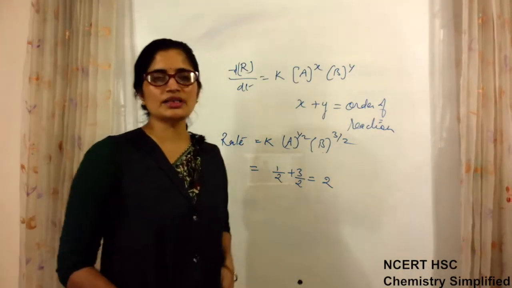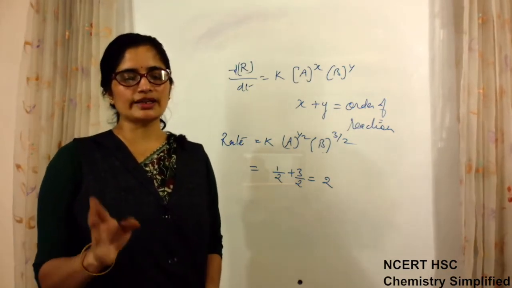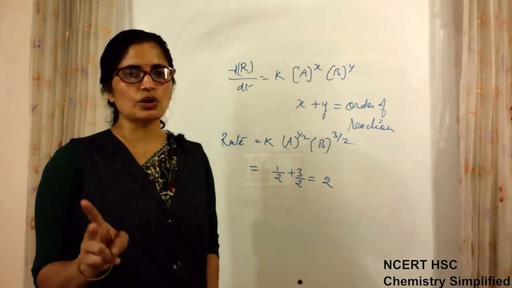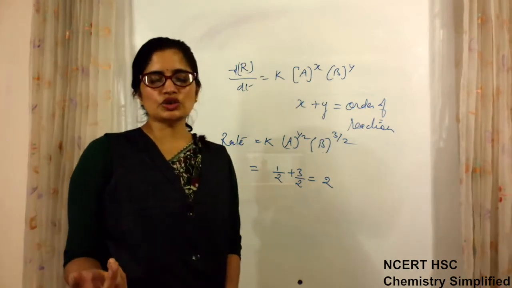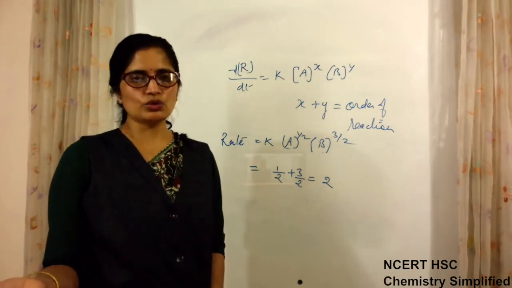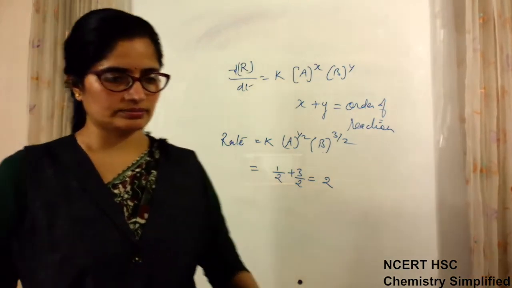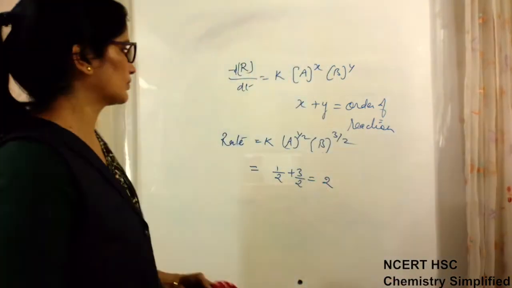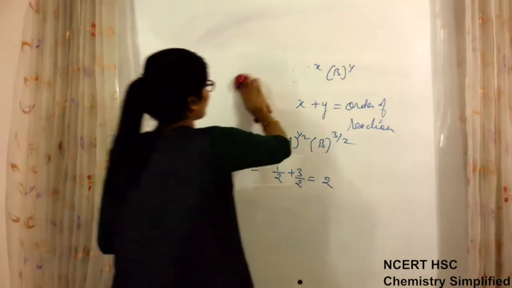Second order reaction means what? If you double the concentration of reactants, the rate of reaction will become 4 times. This is called second order. If you double the concentration of reactants and the rate of reaction also becomes 2 times only, then it will be a first order reaction. So this is order of reaction.